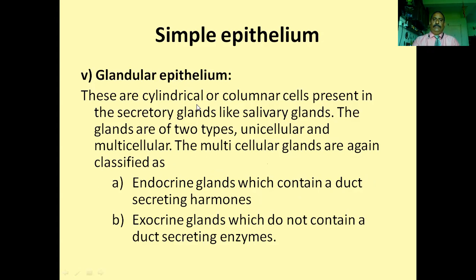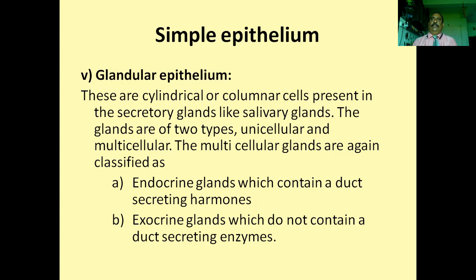Coming to glandular epithelium, these are cylindrical and columnar cells present in secretory structures like salivary glands. These glands are of two types, unicellular and multicellular. The multicellular glands are again classified as endocrine glands, which do not contain ducts and secrete hormones, and exocrine glands, which contain ducts. Examples of endocrine glands: the thyroid, and the pituitary, which has growth hormone and many other hormones.